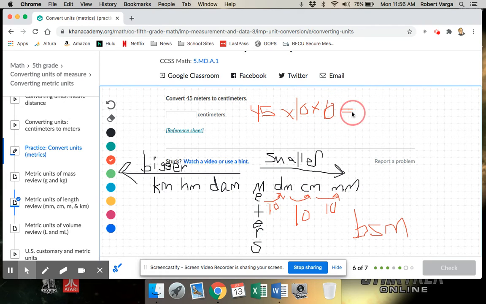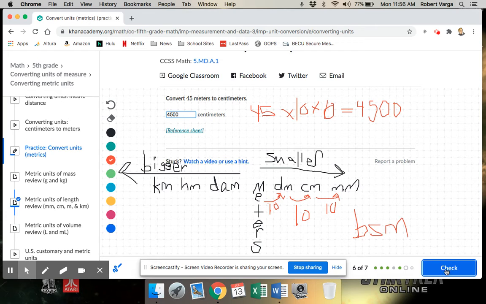And so I end up with 45 times 10 times 10 is 4,500. And so my answer is going to be 4,500. Okay? So that's how you do the metric system. The metric system is pretty simple, okay? Because these are all powers of 10.